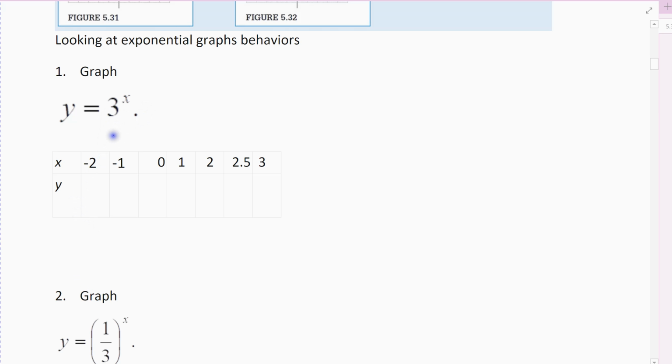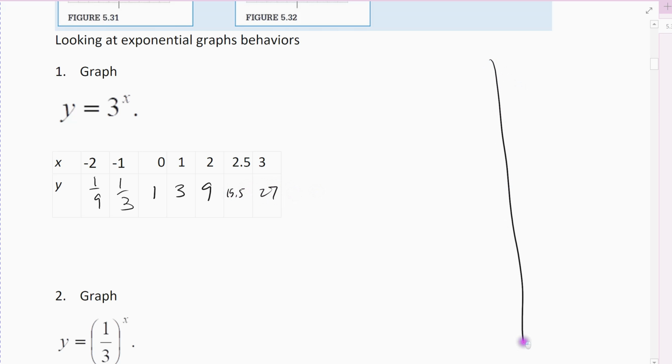So remember, it's 3 raised to the negative 2, which would be 1 over 3 squared, 1/9. That would be 3 raised to the negative 1, which would be 1 over 3. 3 raised to the 0 is 1. 3 raised to the 1 is 3. Then 9. 2.5 doesn't come out real pretty, it's about 15.5. And then 3 raised to the 3 is 27.